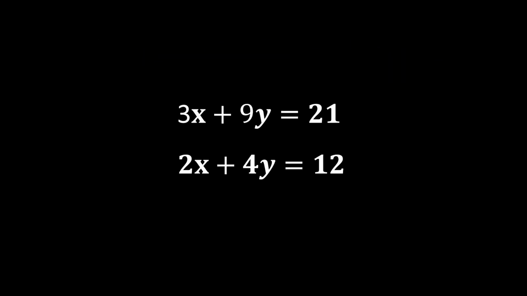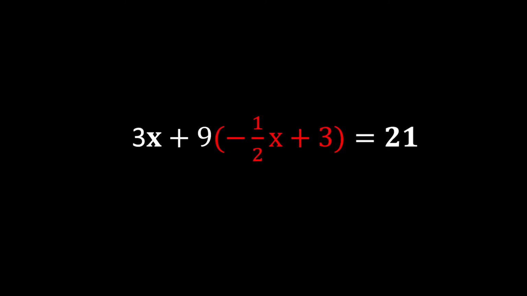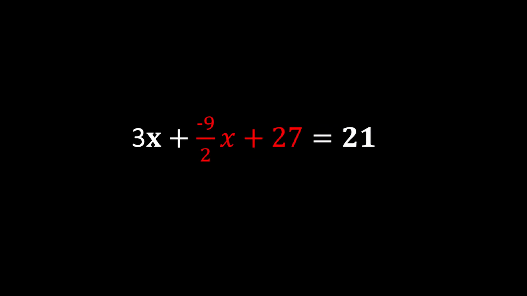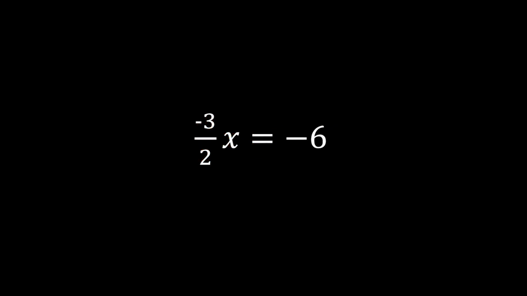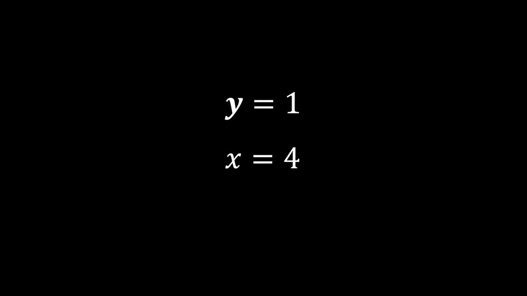Okay, so remember for substitution, our goal is to solve for one of the variables and input it into the other equation. So what we're going to do is use the second equation and solve it for y. Then we're going to take this y and plug it in to the first equation. Now we can just use simple algebra to solve for x. Once we found x, we can plug it back in to our second equation to find y. So here's our final answer. Y equals 1 and x equals 4.